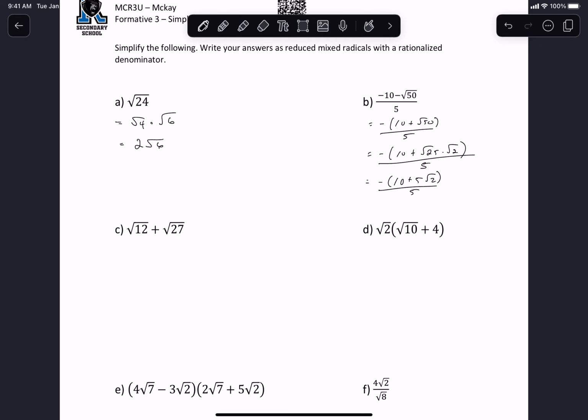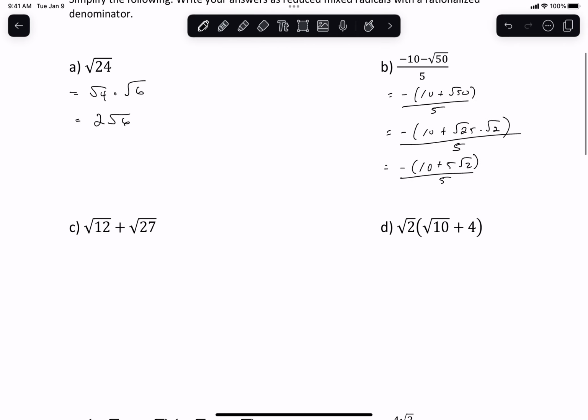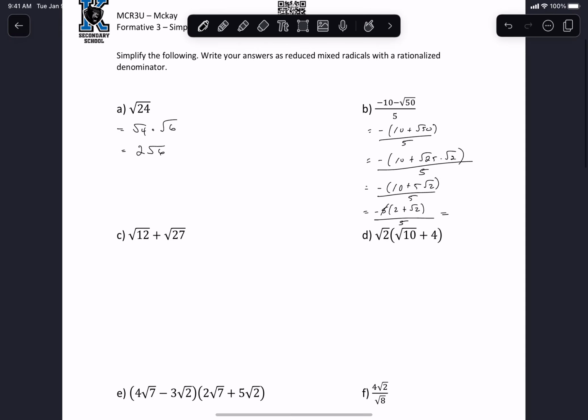I can factor out a 5 in the numerator there. Sorry, we're getting a little tight for space. Negative 5 times 2 plus root 2 over 5, so that's going to equal, the 5's drop out, you're left with negative 2 plus root 2.